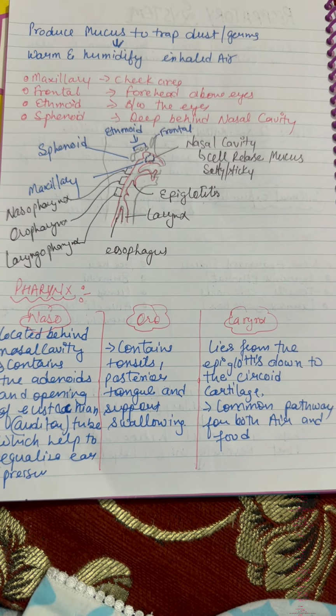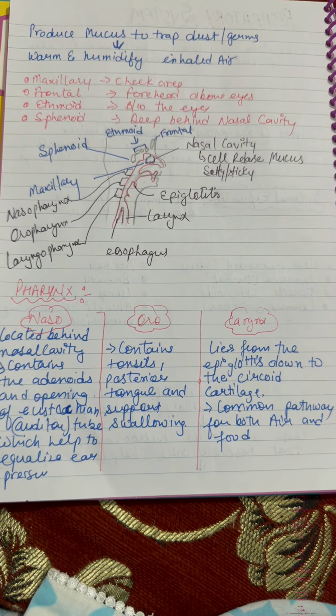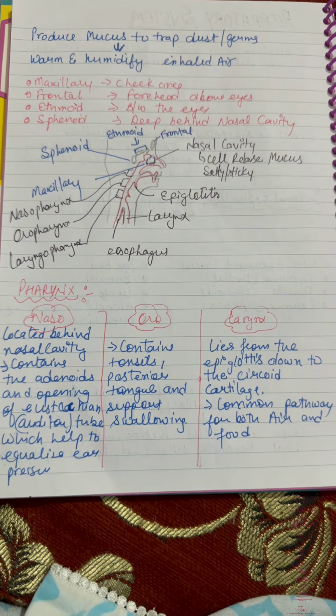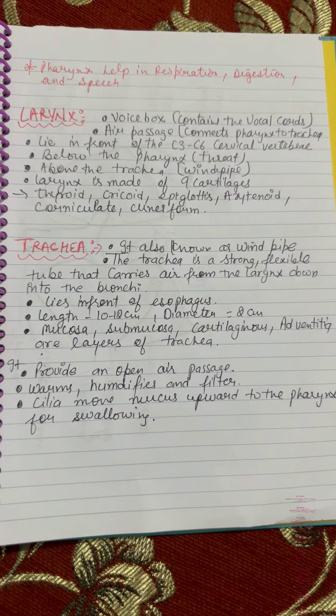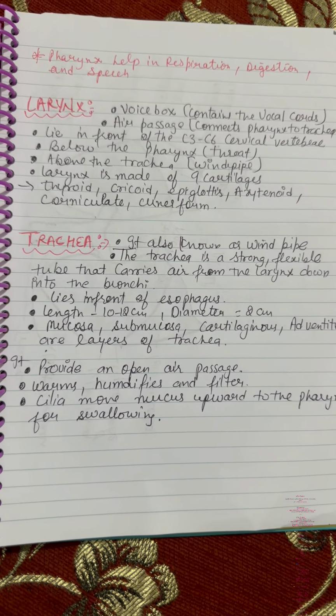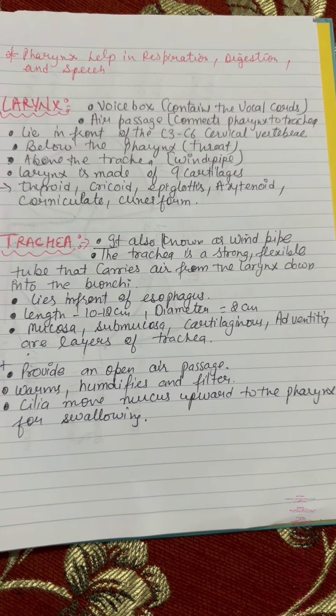Maxillary sinus: cheek area. Functions: produce mucus to trap dust and germs, warm and humidify inhaled air, help resonate the voice. Hollow cavities. Explaining the diagram of sinuses.